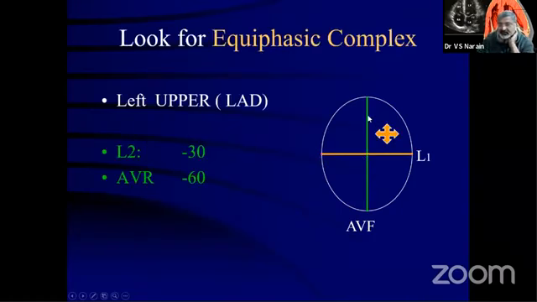Now, once you have identified the quadrant, the left upper quadrant, by seeing that lead 1 is positive and aVF is negative, you are in this quadrant. Once you are in this quadrant, remember these two leads go together, lead 2 and aVR, and you are looking for an equiphasic complex. So the first step was lead 1 and aVF, and the second is to look at equiphasic complexes and where they are lying. Lead 2 and aVR are the ones where you will look for equiphasic complexes if you are in this quadrant.